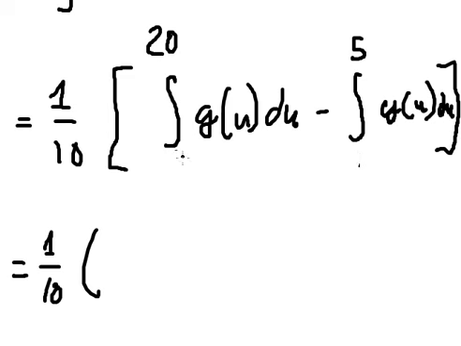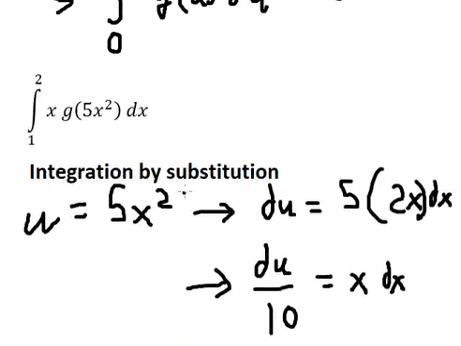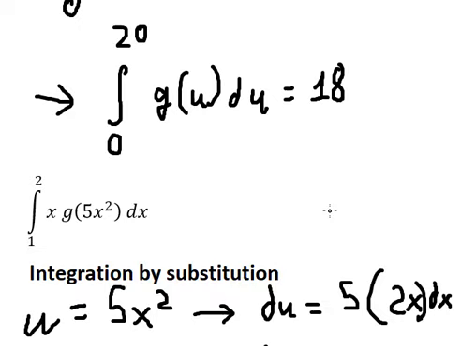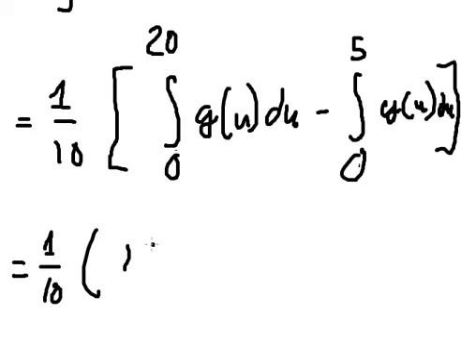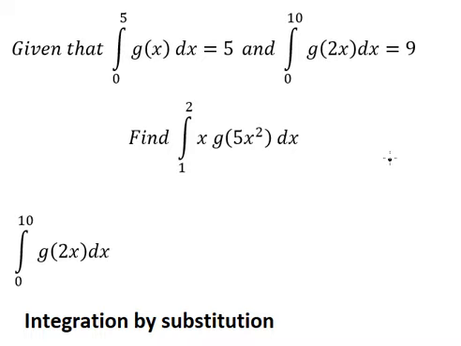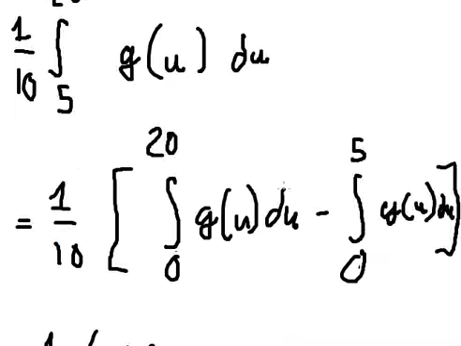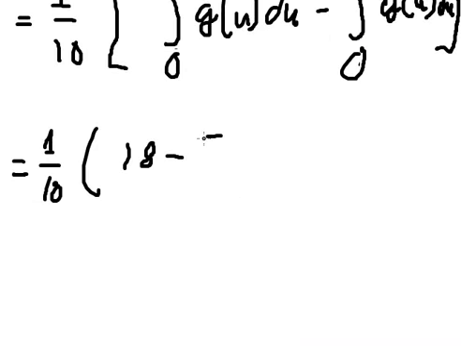So the integration from 0 to 20 minus the integration from 0 to 5. So we just calculate in here. That is 18, minus this integration, that is 5. So we calculate this one, and we have 13 over 10.